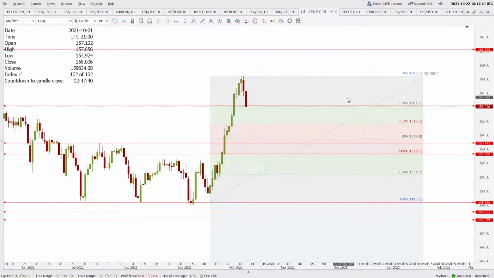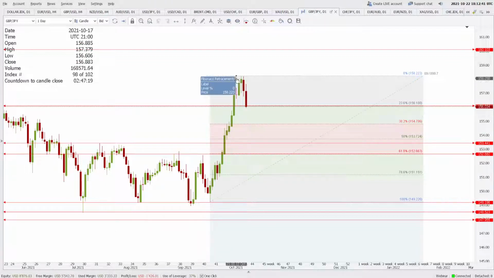Although if it fails to close higher and closes the day below 156.08, then we may be looking for 38.2% of this rise, that is 154.78, or maybe 50% of this rise, that is 153.72, or otherwise 153.44, which is these highs that have been recently broken, or otherwise 152.66, which directly coincides with 61.8% of this rise and also coincides with these highs which have been recently broken.